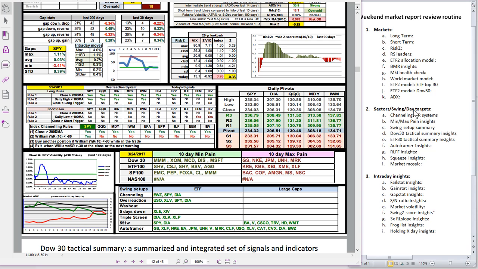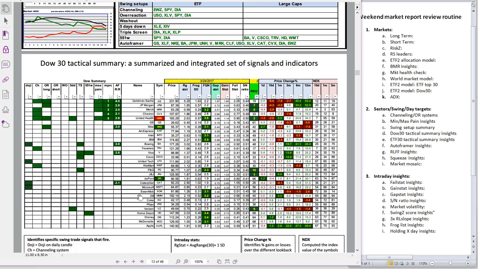So now I'm getting ready to look through a new section. I'm looking now for specific targets among the sectors, among swing candidates and day candidates, reviewing this next set of reports for ideas. The channeling and overreaction, only the S&P. Min and max pain highlights, I really just look at the maximum pains. These are the ones that have lost the most over the last 10 days. And there are some symbols in here that we recognize. And then a swing summary, where I'm looking at plenty of auto framers and 551 candidates, and plenty of ETF symbols among the different swing patterns. I'm not going to dwell on those right now. We have a separate workshop on that.